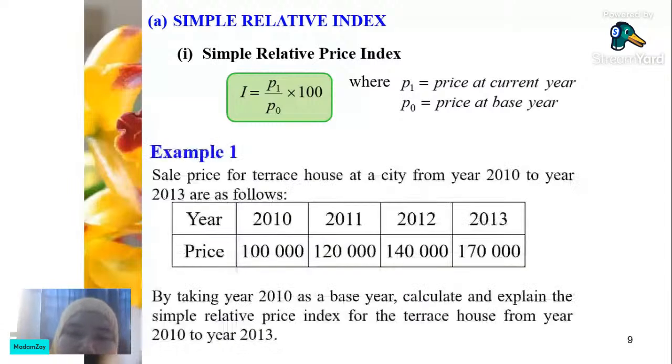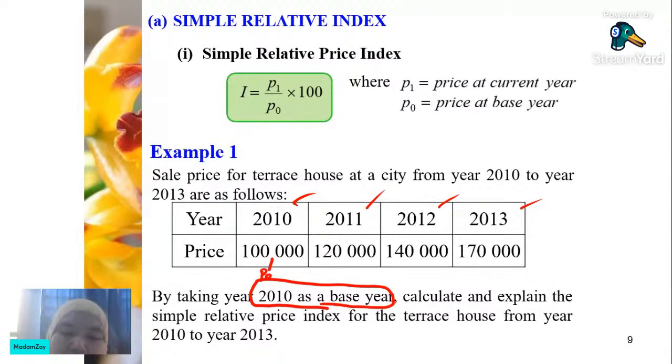For example, the sale price for terrace houses in the city from year 2010 to year 2013 are as follows. So we have the price of each year, 2010, 2011, 2012, and 2013. Now, by taking 2010 as base year, so this base year information is important. So the 2010 value will always be the P0. Calculate and explain the simple relative price index for the terrace house from year 2010 to 2013. So we can find out the index for each year by taking 2010 as the base year. So how to calculate? Find the index.